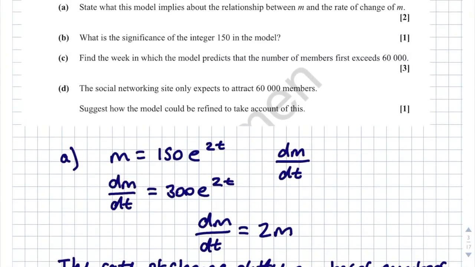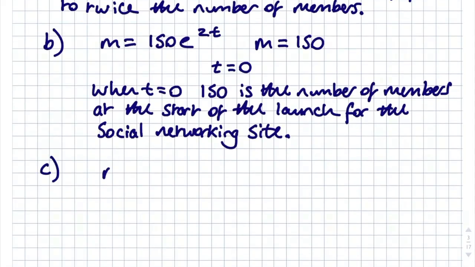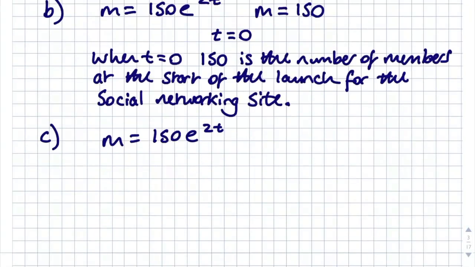Part C says find the week in which the model predicts that the number of members first exceeds 60,000. So we're going to need to use our equation again. m equals 150 e to the power of 2t. So we need to find the number of weeks at which the number of members exceeds 60,000. So that means m is going to be greater than 60,000.